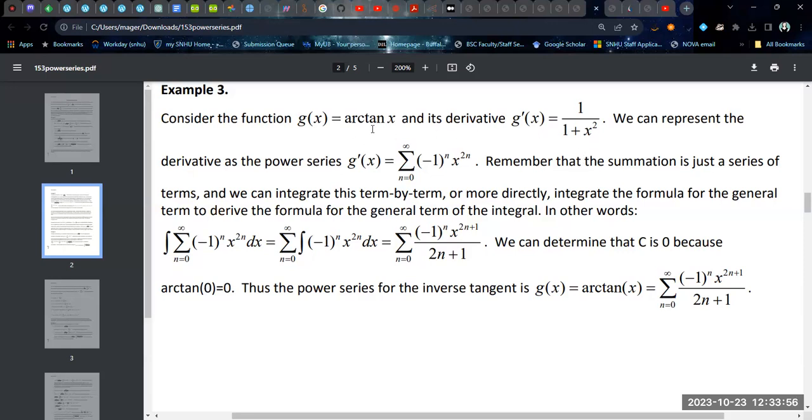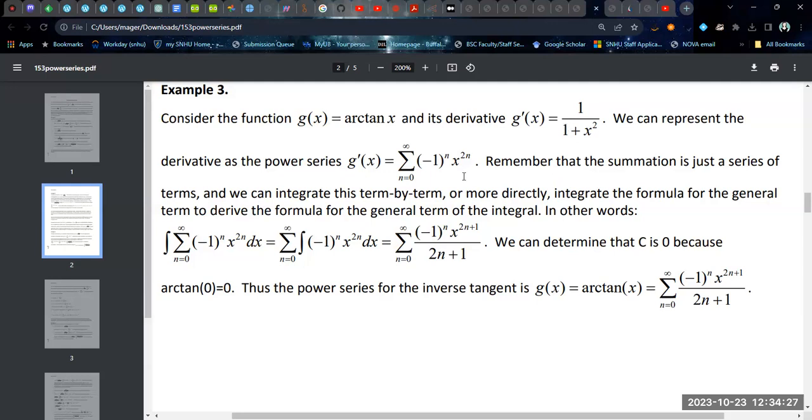So here's our arctan example. Its derivative is 1 over 1 plus x squared. And so a would be 1, and r would be -x squared, because of the plus sign in the formula. We need it to be a negative. And when you take your -x squared to the n, that simplifies to -1 to the n, that's your alternating component, x to the 2n. Now that is the power series for the derivative.